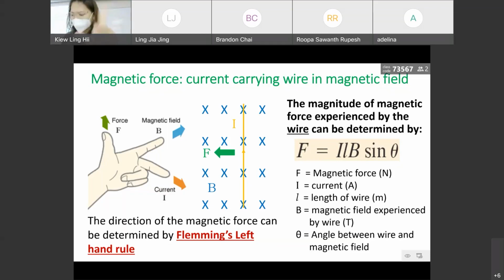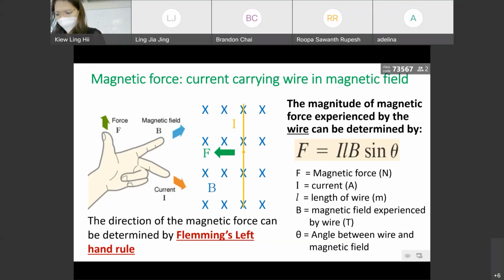Okay, so this is Fleming's left hand rule, with thumb as the force, pointing as the magnetic field, and middle as current. So how do I remember? FBI. Did you watch CSI or X-Files? FBI. Okay, F force, B magnetic field, I current. So this one is for a current carrying wire.